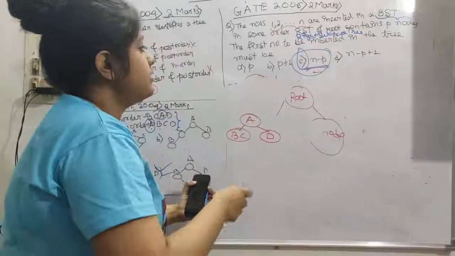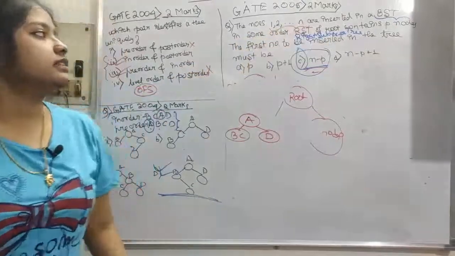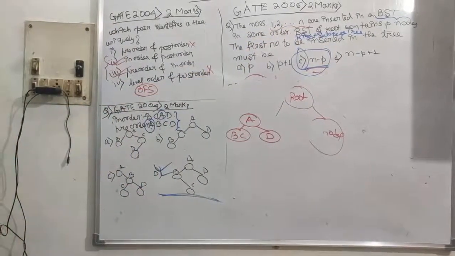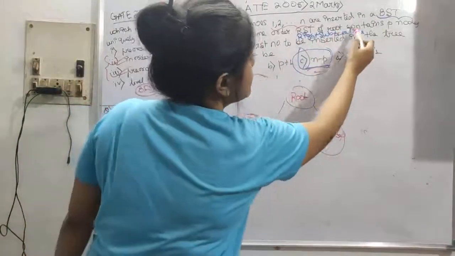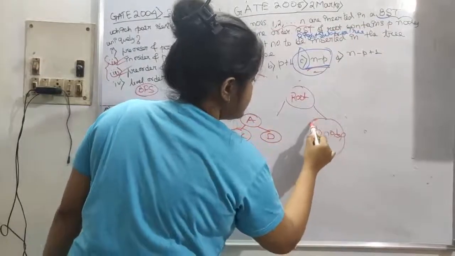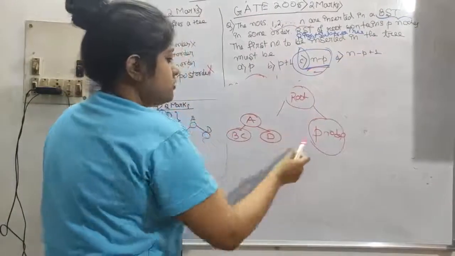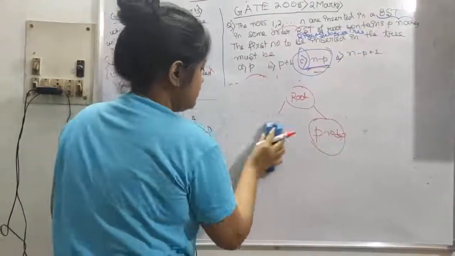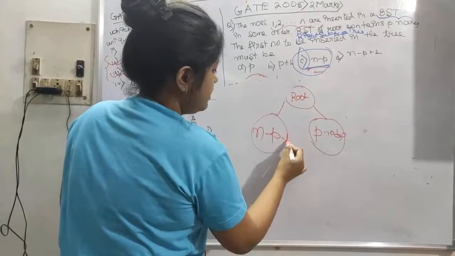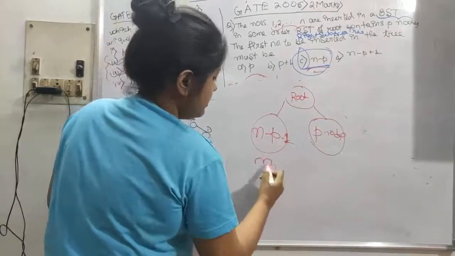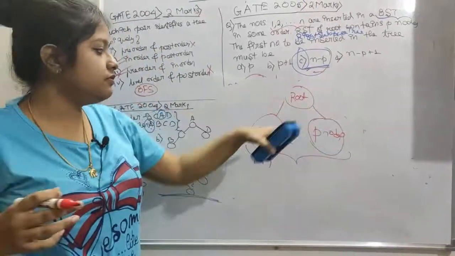So now let's see here that the numbers 1 to n are inserted in a BS tree in some order, and the right subtree contains p nodes. So right subtree has p nodes, and the first node to be inserted in the tree must be, so right subtree has p nodes and the left subtree has n minus p minus 1 for root. N is the total number of nodes, p for right subtree and 1 for root.